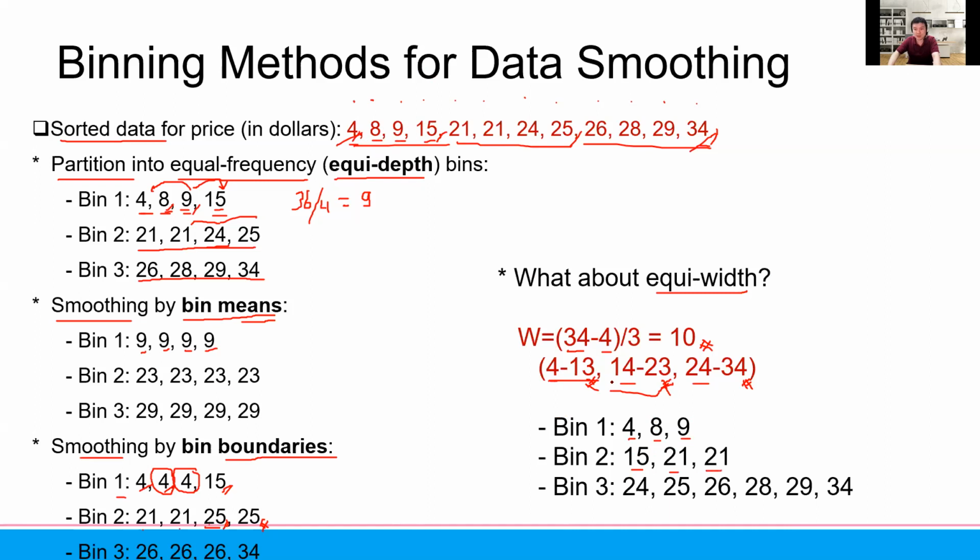21 is in this range, then we put it in pin number 2. Pin number 3 is the remaining because it starts from 24 until 34. So this is the result with equi-width. And yeah, you can also do the equi-width. After you have these values, you can do smoothing. Do you want to do smoothing with means, or smoothing with boundaries? That's also fine. Okay.